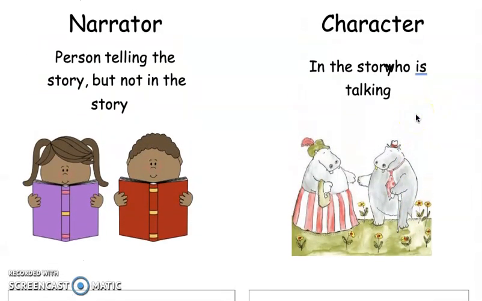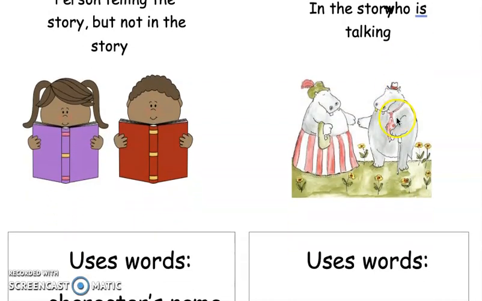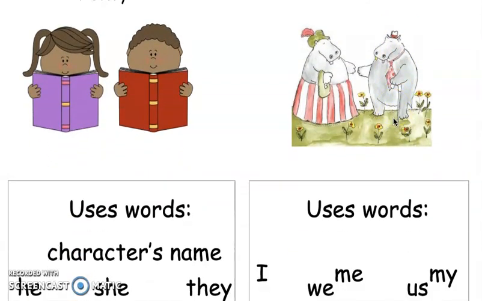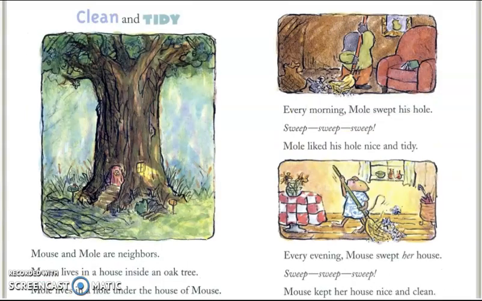The narrator is the person telling the story, but is not in the story. Narrators use words like saying the character's name. They also say he, she, and they. For example, the narrator might say, Penny loved to sing. Today we are going to practice being able to tell which character is talking.